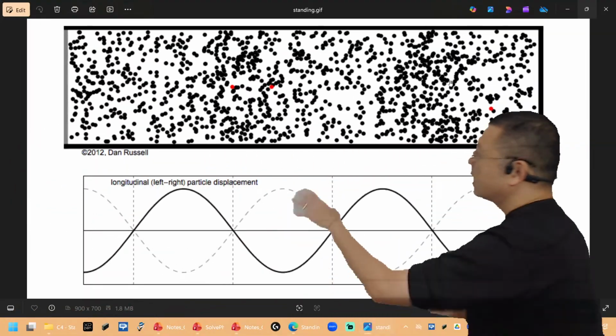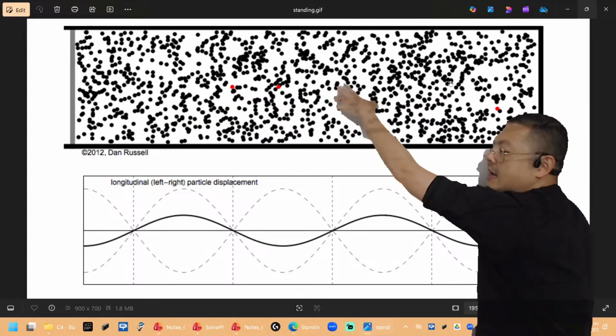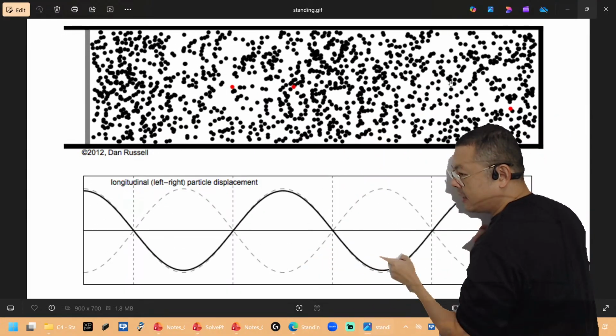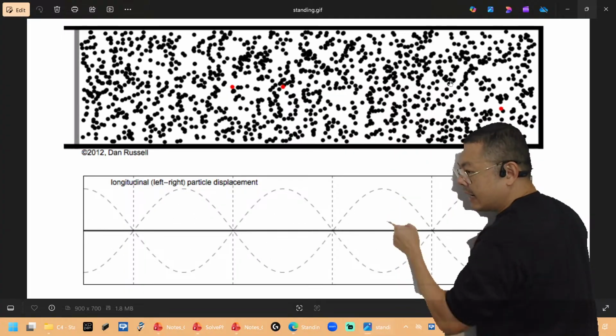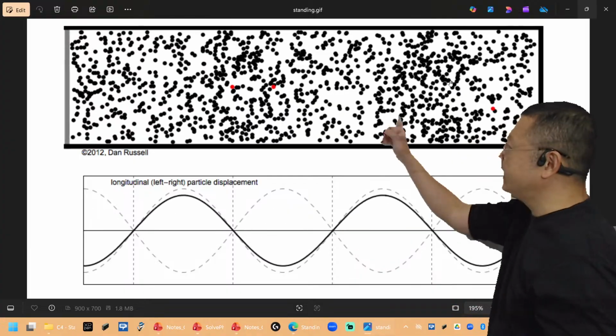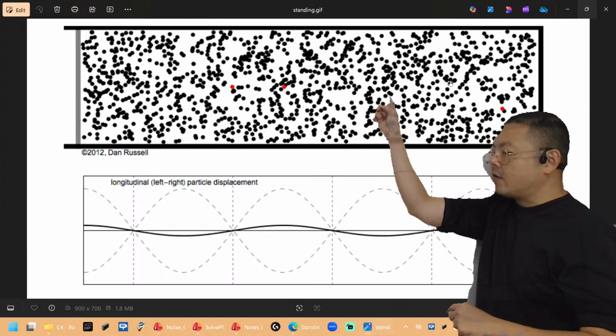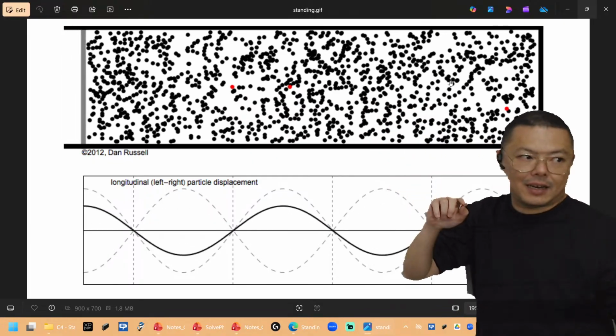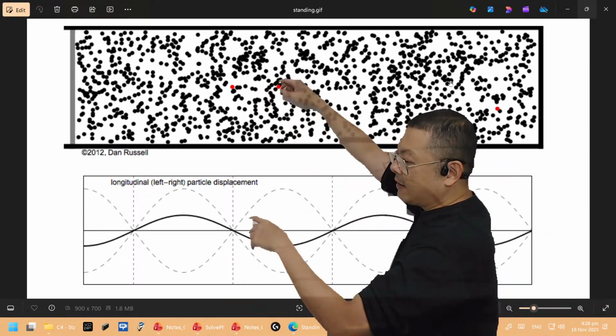Okay, let me show you this. This is the actual standing wave, but this is the graph. Look at how the graph is moving. The graph is moving up and down, up and down. But the particles are actually moving left and right, left and right. You see that? So I want you to see the pattern here.